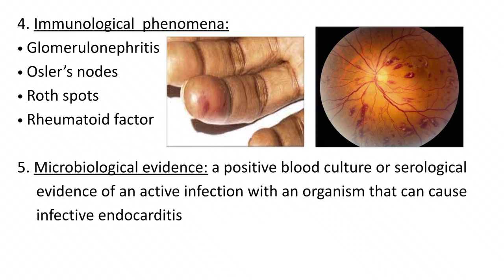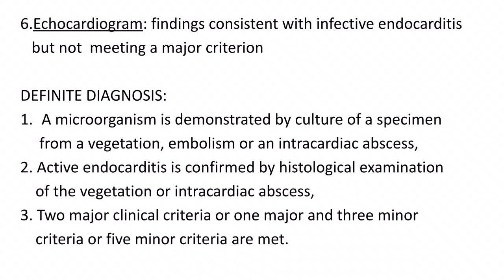But these hemorrhages are not specific for infective endocarditis. They are also found in other conditions like leukemias and blood transfusions. And the fifth minor criterion is the microbiological evidence, that is a positive blood culture or a serological evidence of an active infection with an organism that can cause infective endocarditis. Now the last minor criterion is the 2D echo findings, which are consistent with infective endocarditis, but they are not sufficient to meet a major criteria.